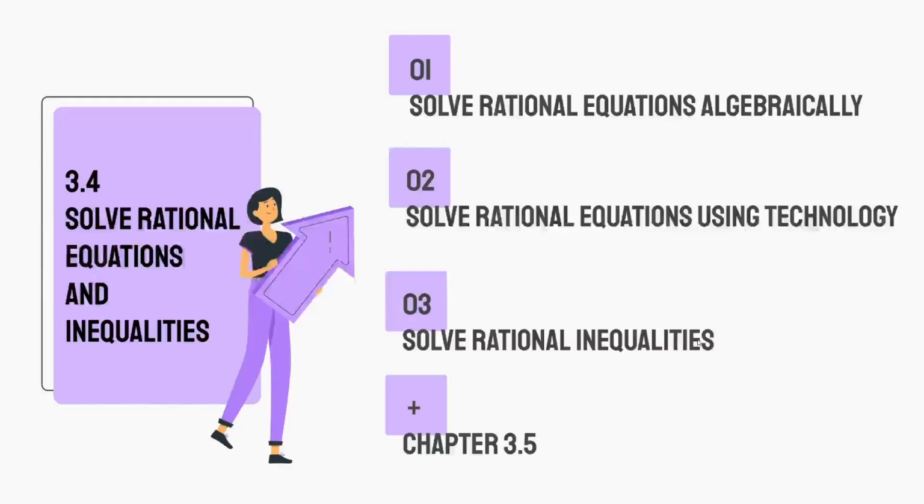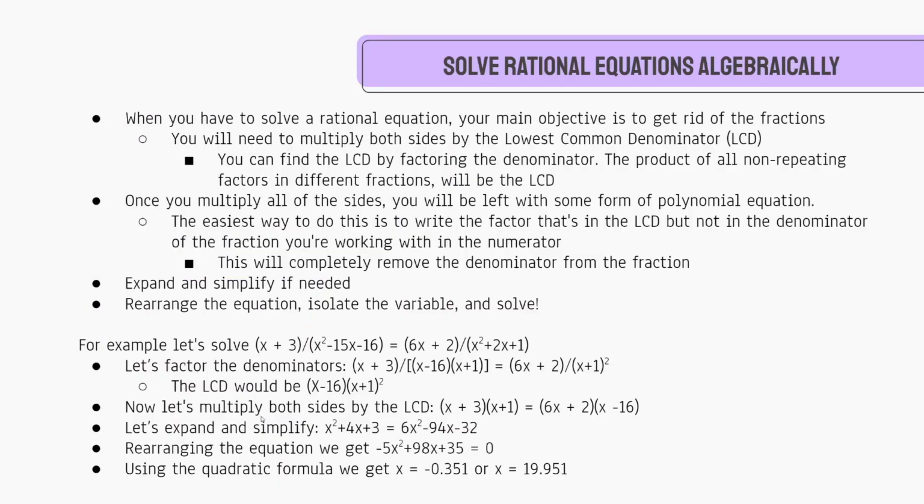So we're good there. Next, we need to expand and simplify. Expanding this, we get x squared plus 4x plus 3. Then expanding this, we get 6x squared minus 94x minus 32. I didn't show the actual expanding steps because I'm pretty sure you know how to do it after taking grade 10 math. Now, I want to rearrange the equation so we leave a 0 on one side.